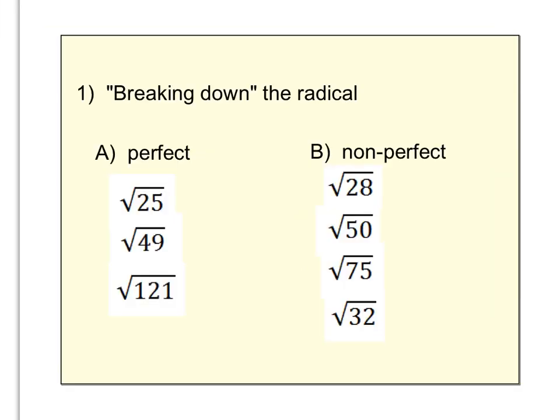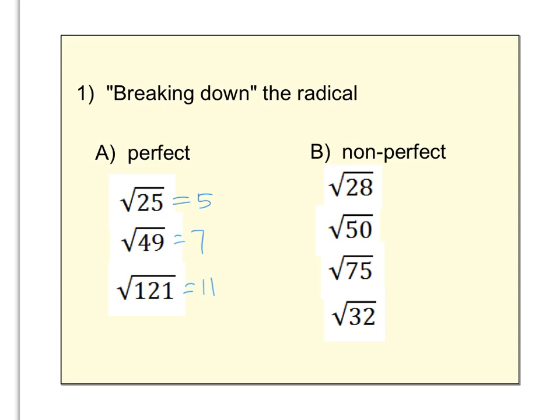So one thing that can happen when you're trying to break down a radical is you might get a perfect square under the root sign. For instance, the square root of 25, we know that is 5. The square root of 49, that is exactly 7 because 7 times 7 is 49. The square root of 121 is 11 because 11 times 11 is 121.